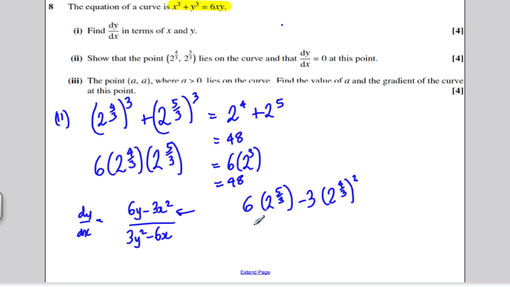So 6 times y, which is 2 to the 5/3, minus 3 times 2 to the 4/3 squared. Let's work that out. Tidying that up, that's 6 times 2 to the 5/3 minus 3 times, by the power of a power, 2 to the 8/3. If you work that out on your calculator, 6 times 2 to the power of 5/3 minus 3 times 2 to the power of 8/3, you get 0 as required. So dy by dx is 0 at that point.